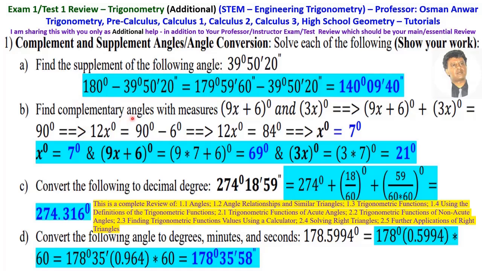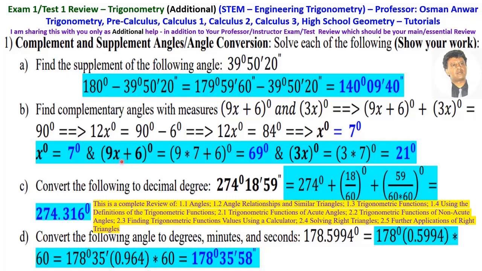B is find complementary angle with measures 9x plus 6 and 3x. Two angles are complementary angles if they add up to 90 degree. So that means 9x plus 6 plus 3x equals 90 degree. They are complementary. That is 9x plus 3x is 12x equals 90 minus 6. That is 12x equals 84. Then x is equal to 7 degree.